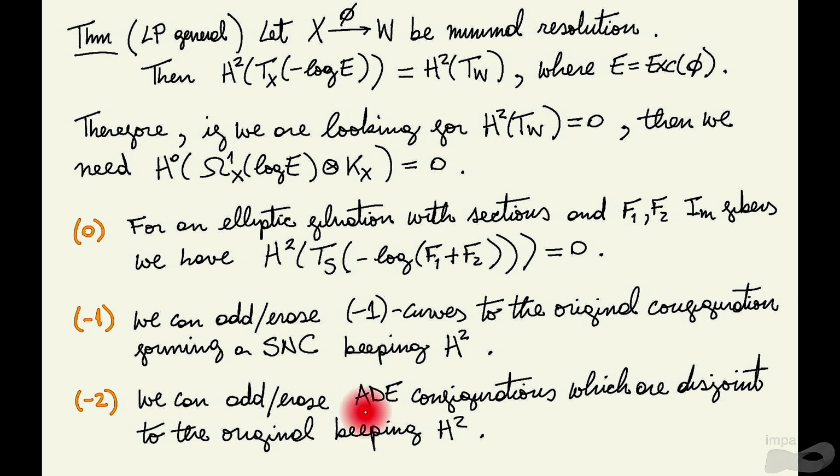And then you can do something similar with ADE configurations. What is an ADE configuration? So you have an ADE singularity and you minimally resolve. So there are chains of -2 curves, or this D-type or E-type. But say that these ADE configurations are disjoint from the original configuration. So you have an original configuration where the obstruction is 0, and now I put some ADE configurations that are disjoint, then it stays 0. But they must not intersect the configuration, because it might change.